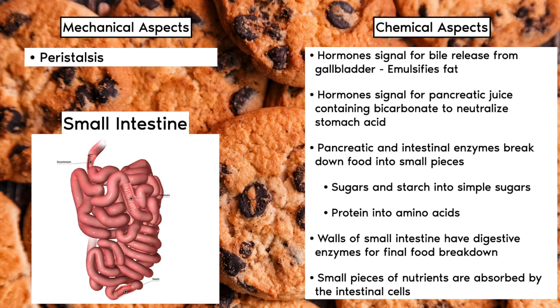So super important, the small intestine is the site of absorption in our body. There's other parts of the digestive system that are active in digestion, but the small intestine is where we absorb all of our nutrients and then they travel to our cells.